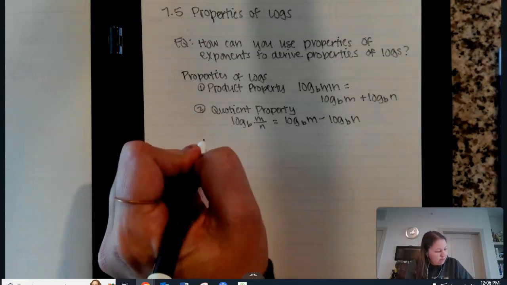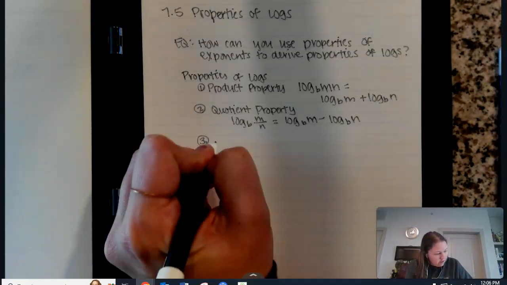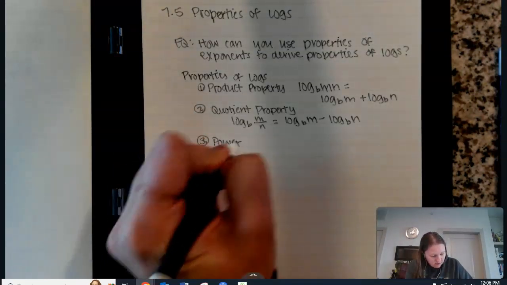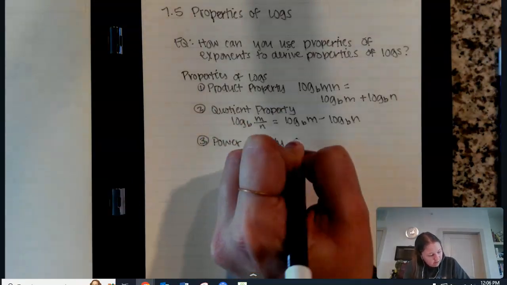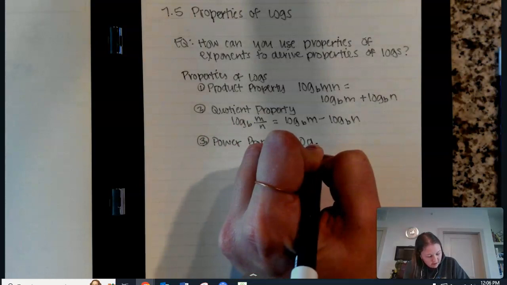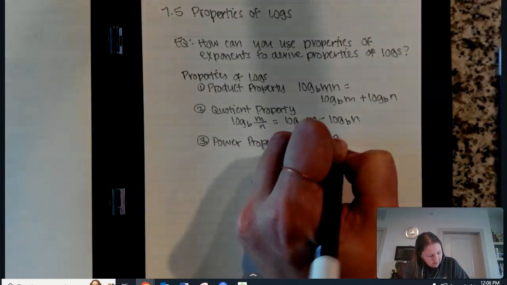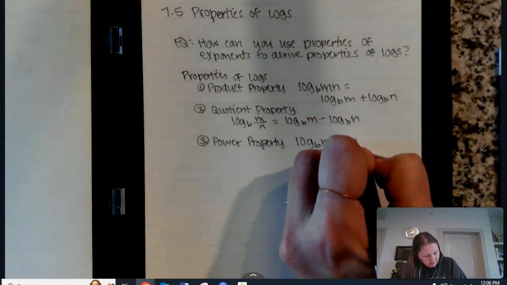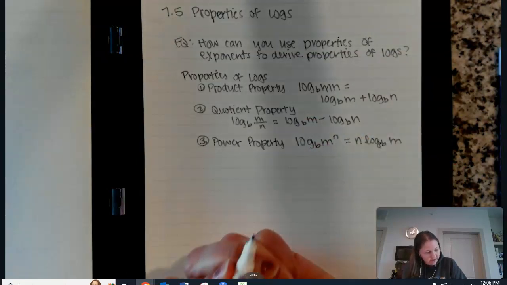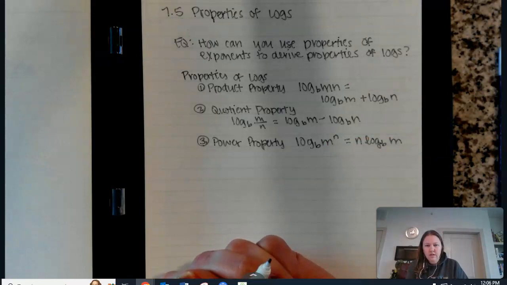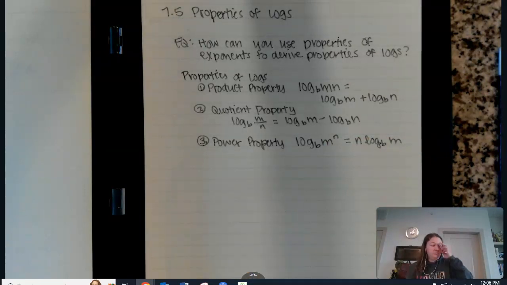And then you have the power property. So if you have log base b of m to the n, that is the same as n log base b of m. Okay, so those are your properties.